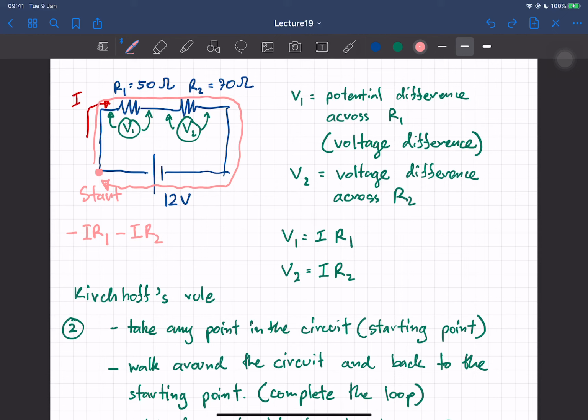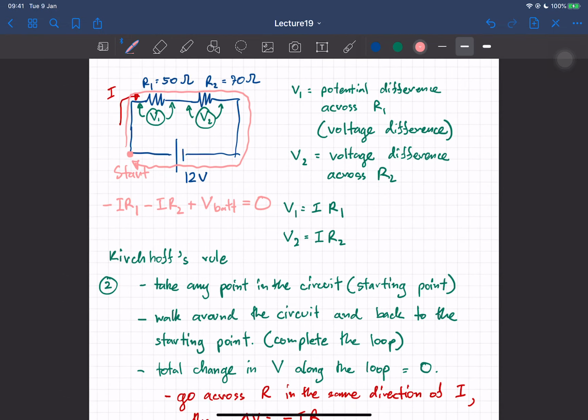The third element that we encounter is the battery. We go across the battery from the minus to the plus side, so that's going to be plus V battery. And then we are back to the starting point. When you are back to the starting point, you can set the whole thing equal to 0, like that.